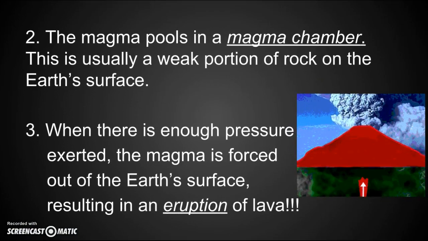The magma is going to pool in what is called a magma chamber, or a weak portion of the rock, or a dug out portion of the rock on the Earth's surface. When there's enough pressure exerted on the magma within this rock, it's going to be forced upwards and outwards, and because it's going to have such great pressure and the rock is relatively weak, it's going to be able to break through the rock and force itself outward, which results in an eruption of lava. So the eruption is all of the inside magma and then the lava being forced out of the earth through this volcano.